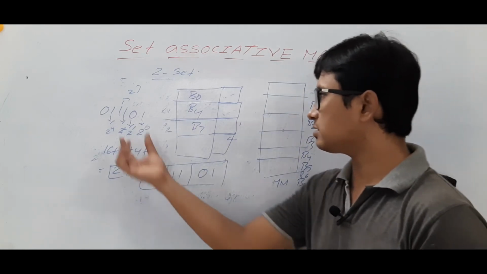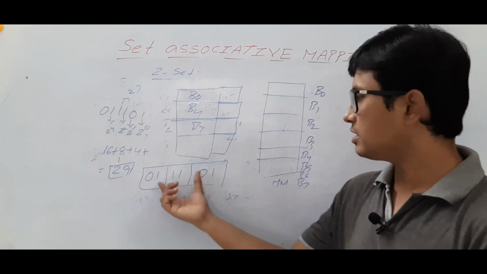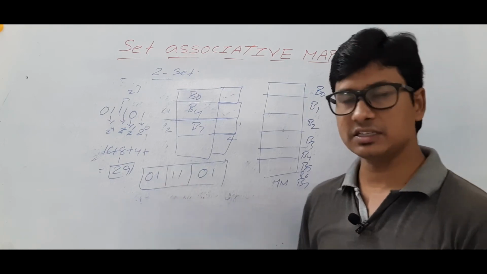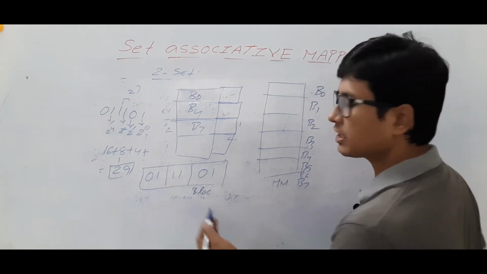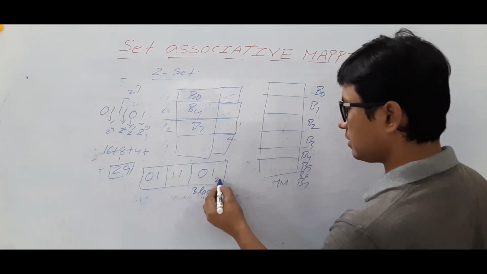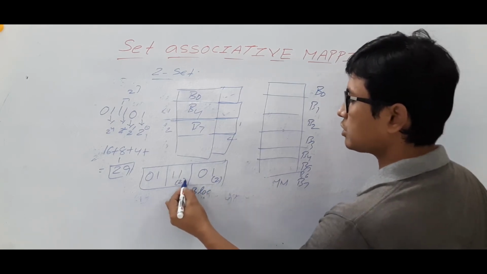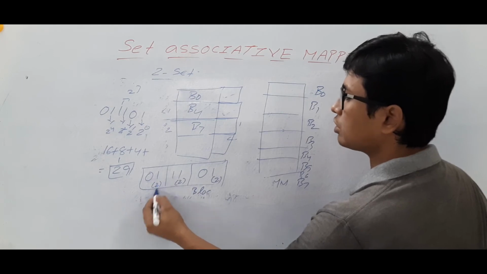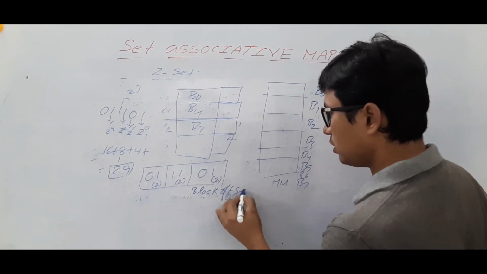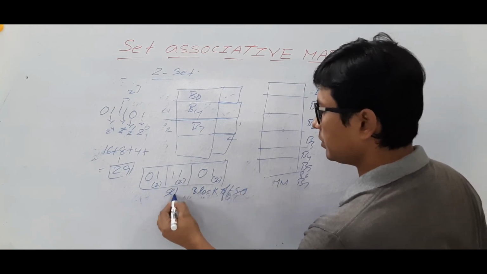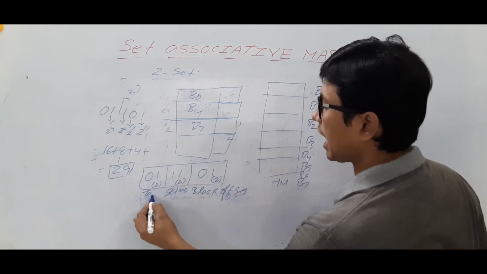So the word consists of 6 bits, so I have kept it in a 6-bit address. Now, as it is a set associative mapping, you will have a block offset. Let's take that the block offset has 2 bits. Similarly, the set number is 2 bits and the tag is also 2 bits. So you have a block offset, the set number, and the tag bits.